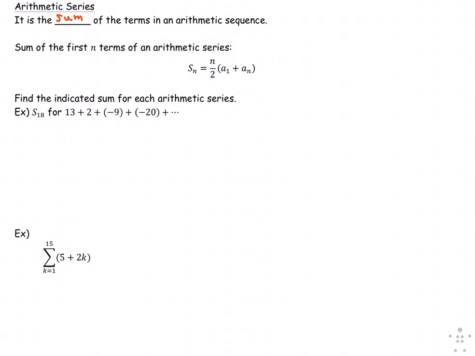We now transition to the last section, arithmetic series, where series means sum, and in this case of the terms in the arithmetic sequence. So for the first n terms, it's the following formula, where s for sum of n terms, s sub n, is equal to the number of terms n over 2 times the sum of the first and last terms.